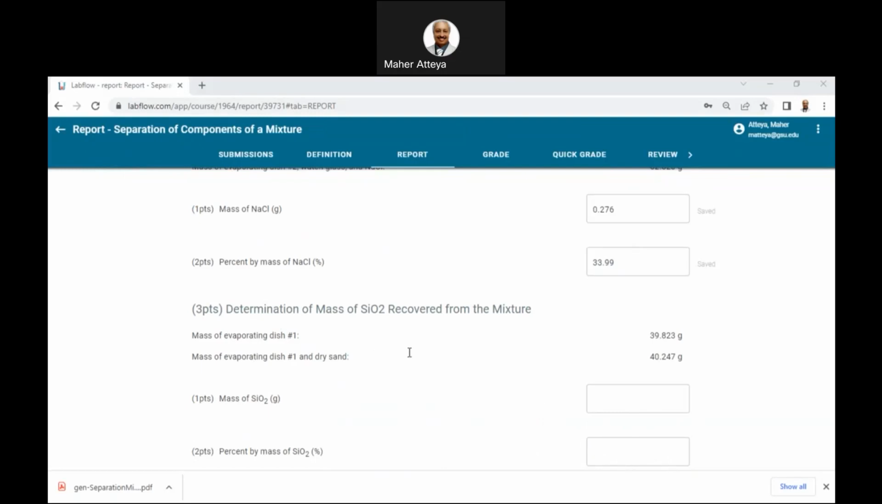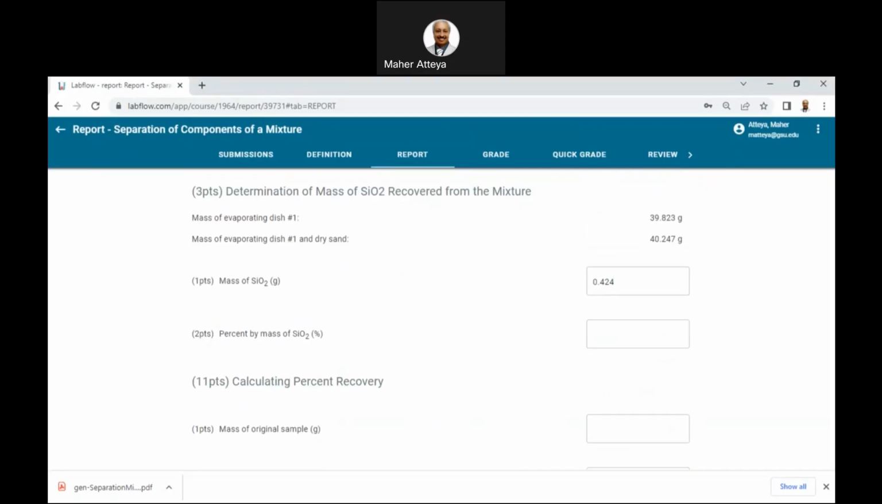Okay, this one here now is 0.424 grams. Let me double check. 40.247 minus 39.823 came out to 0.424. So it is 0.424 grams.